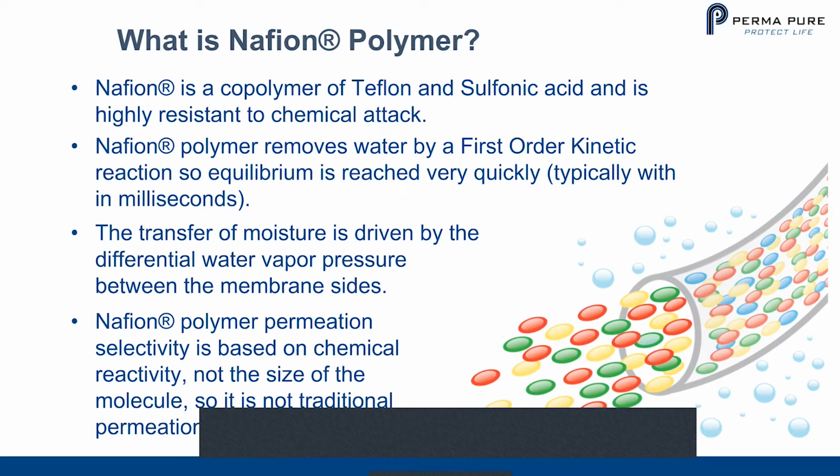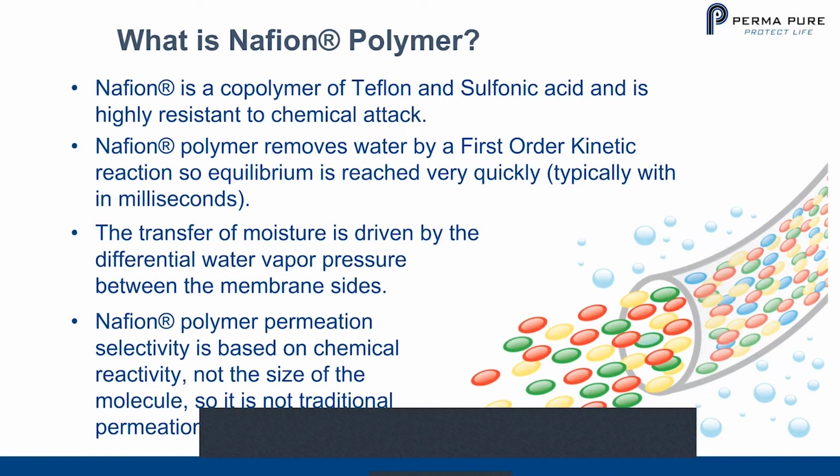Nafion polymer removes water by a first-order kinetic reaction, so equilibrium is reached very quickly between the sides of the membrane, typically within milliseconds. The transfer of moisture is driven by the differential water vapor pressure between the membrane sides. And this Nafion polymer permeation selectivity is based on the chemical reactivity of water with the Nafion, not the size of the molecule. So it is not traditional permeation.